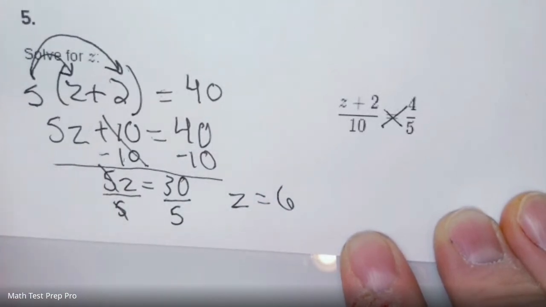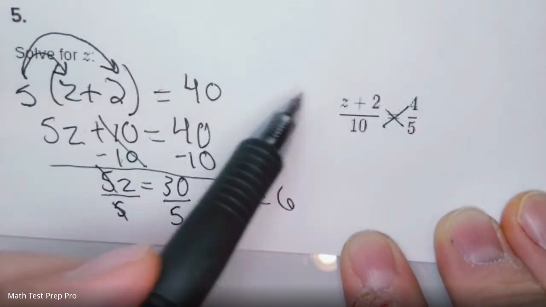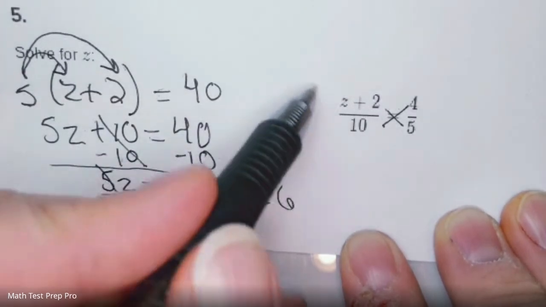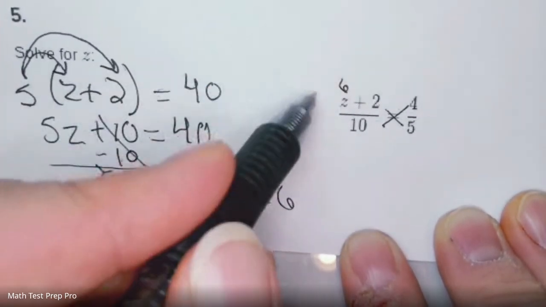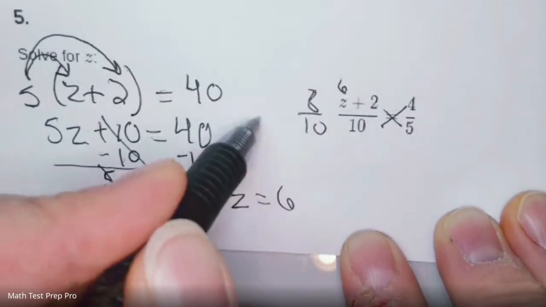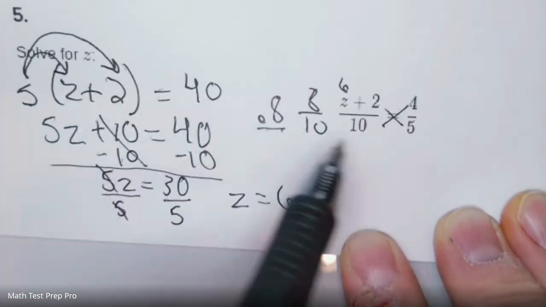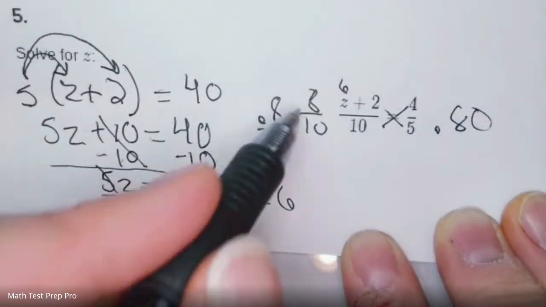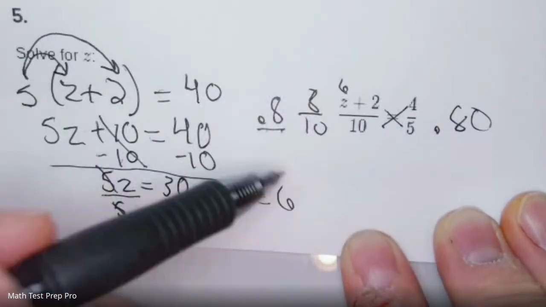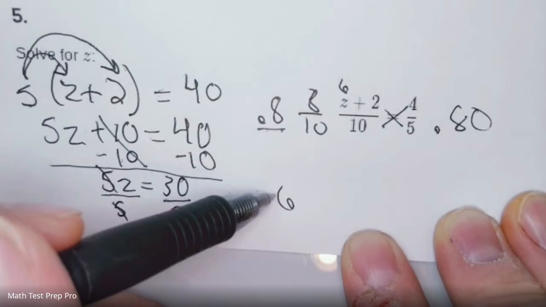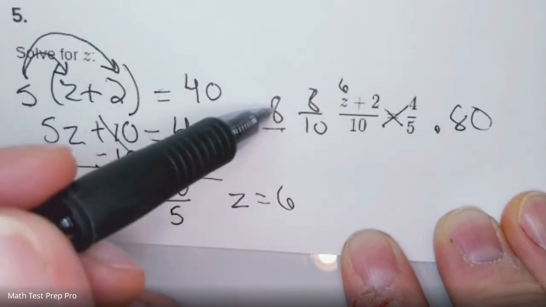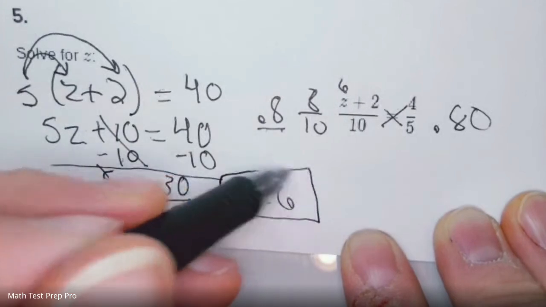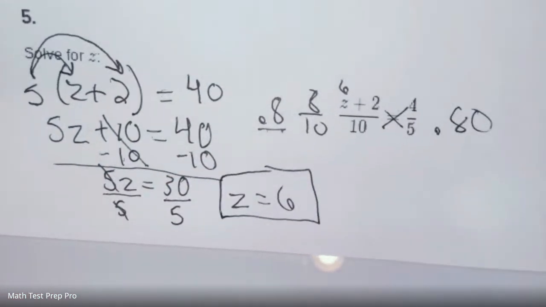And of course, let's check our math. Over here, plug in 6 for z. You're going to get 6 plus 2, which is 8 over 10. That's 0.8. And over here, 4 divided by 5 is also 0.8. All right, 0.8 equals 0.8. So that's a true statement. When you plug in 6 for z, you get the same answer on both sides. So z equals 6.